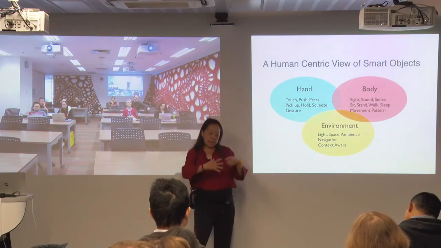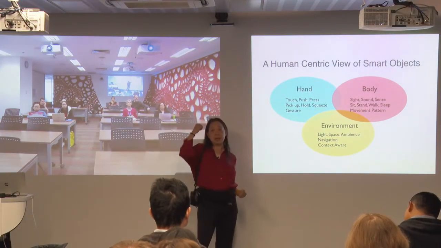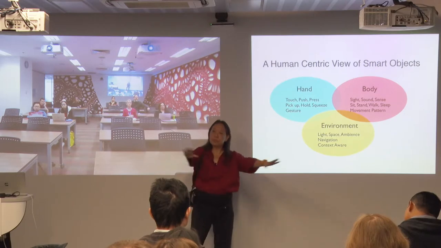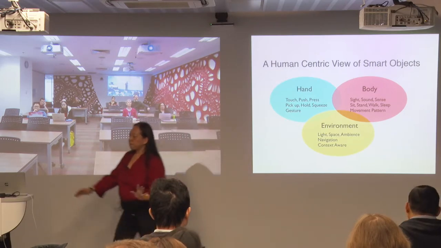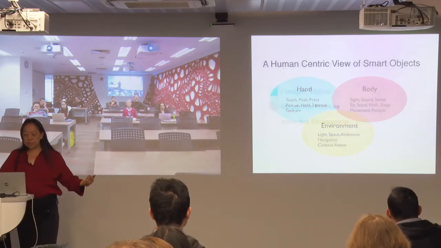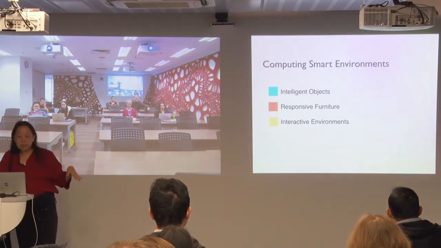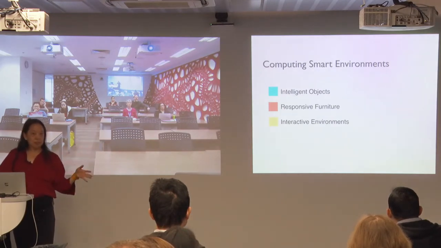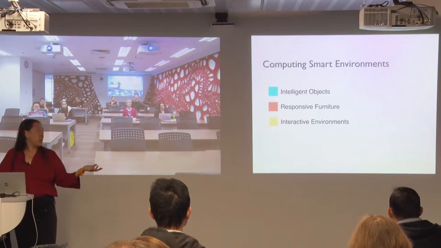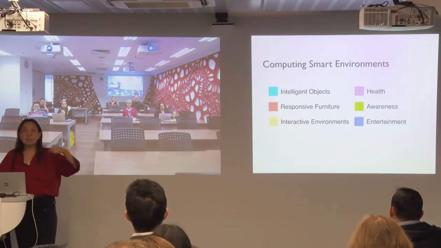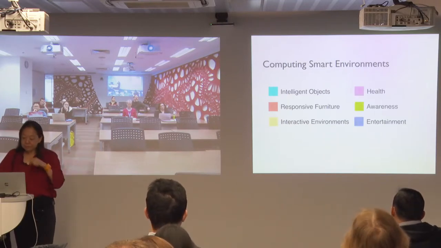There could be the hand scale, something you can grab, there could be a body scale, and could be furniture, or could be a larger environment as you move around. And what I map that into is intelligent object, responsive furniture, and also interactive environment. And there are many applications, for example, health, awareness, or entertainment.